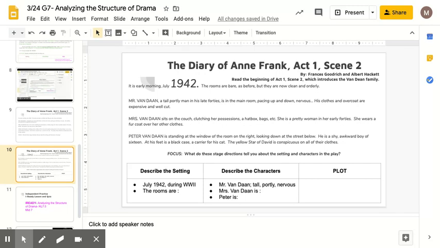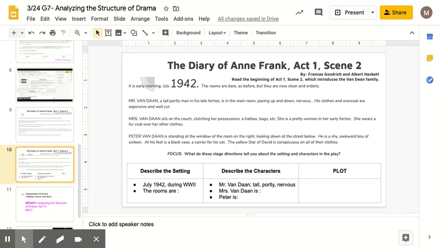Mrs. Van Daan sits on the couch, clutching her possessions, a hat box, bags, etc. She is a pretty woman in her early 40s. She wears a fur coat over her other clothes. Peter Van Daan is standing at the window of the room on the right, looking down at the street below. He is a shy, awkward boy of 16. At his feet is a black case, a carrier for his cat. The yellow Star of David is conspicuous on all of their clothes.